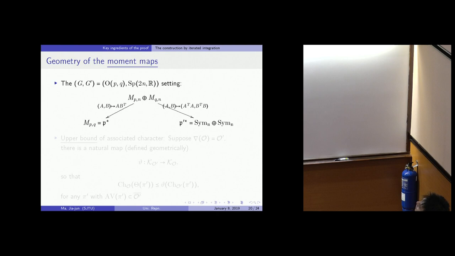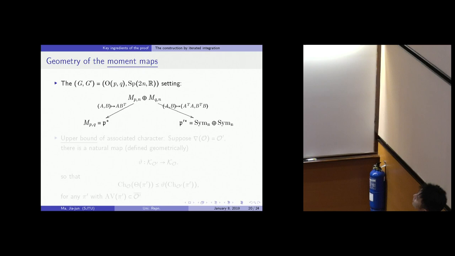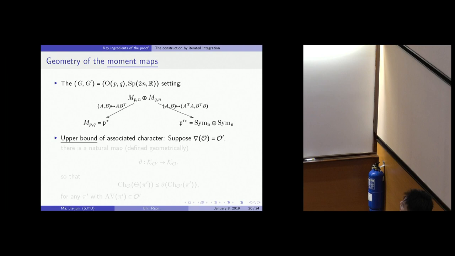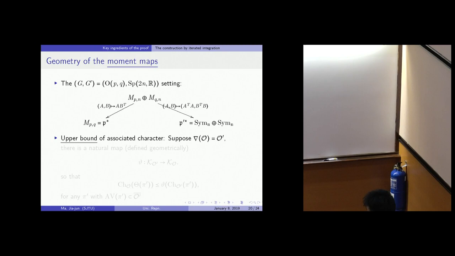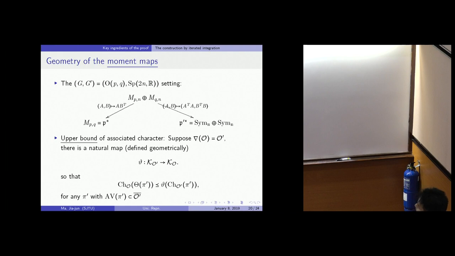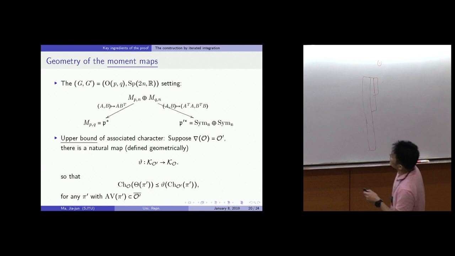So the geometry of the moment map is like this. Suppose you have two groups, and suppose you have an orbit which is from a descent procedure, meaning deleting columns. Then you will have an upper bound controlling the associated character for the theta lifting. Basically, suppose the representation itself is O prime bounded, then the lift will be O bounded, and the associated character will be controlled by a naturally defined geometric map. Actually, this is a group homomorphism of the Gaussian-D group of the corresponding orbit.